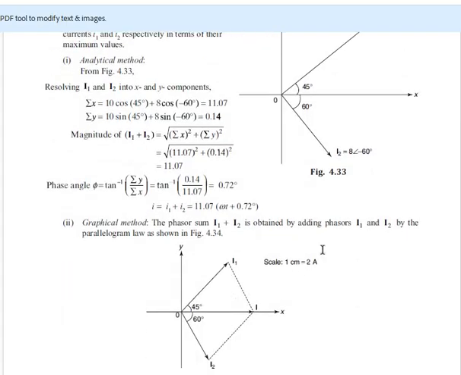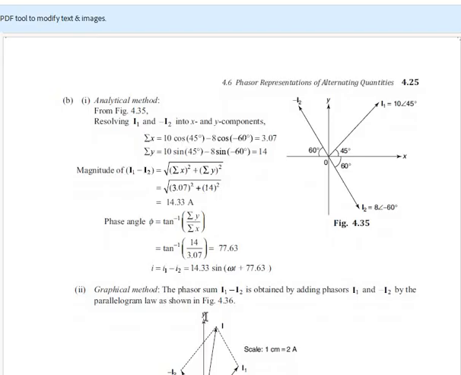In the graphical method, the phasor sum I1 plus I2 is obtained by adding phasors I1 and I2 by the parallelogram method. Now let us discuss the second analytical method, that is I1 minus I2, resolved into x and y components. So we take I1 at an angle of 45 degrees with magnitude 10, and I2 on the y axis.